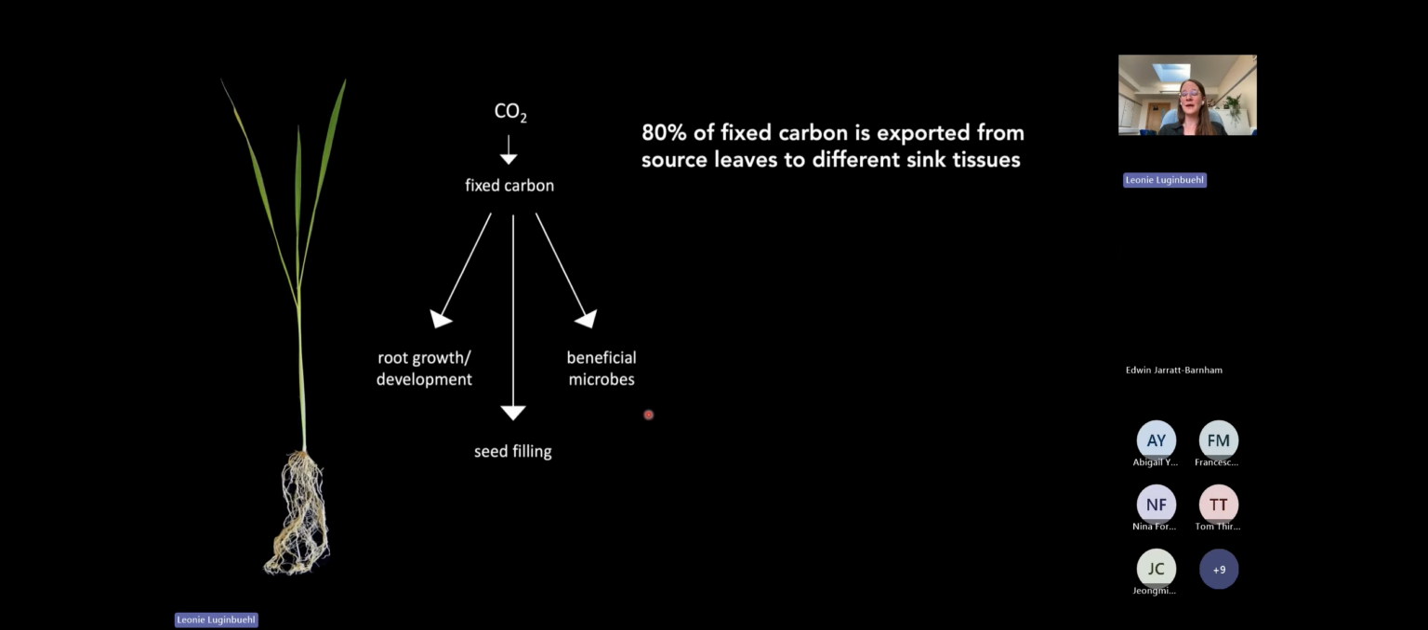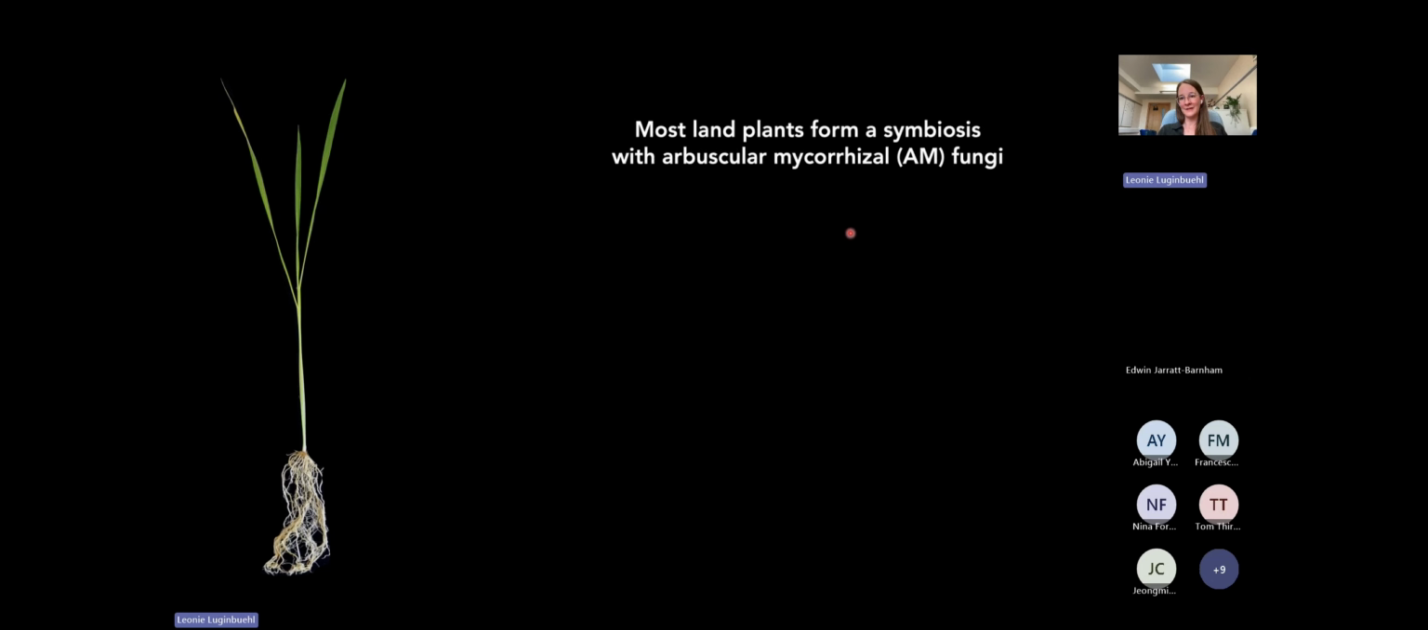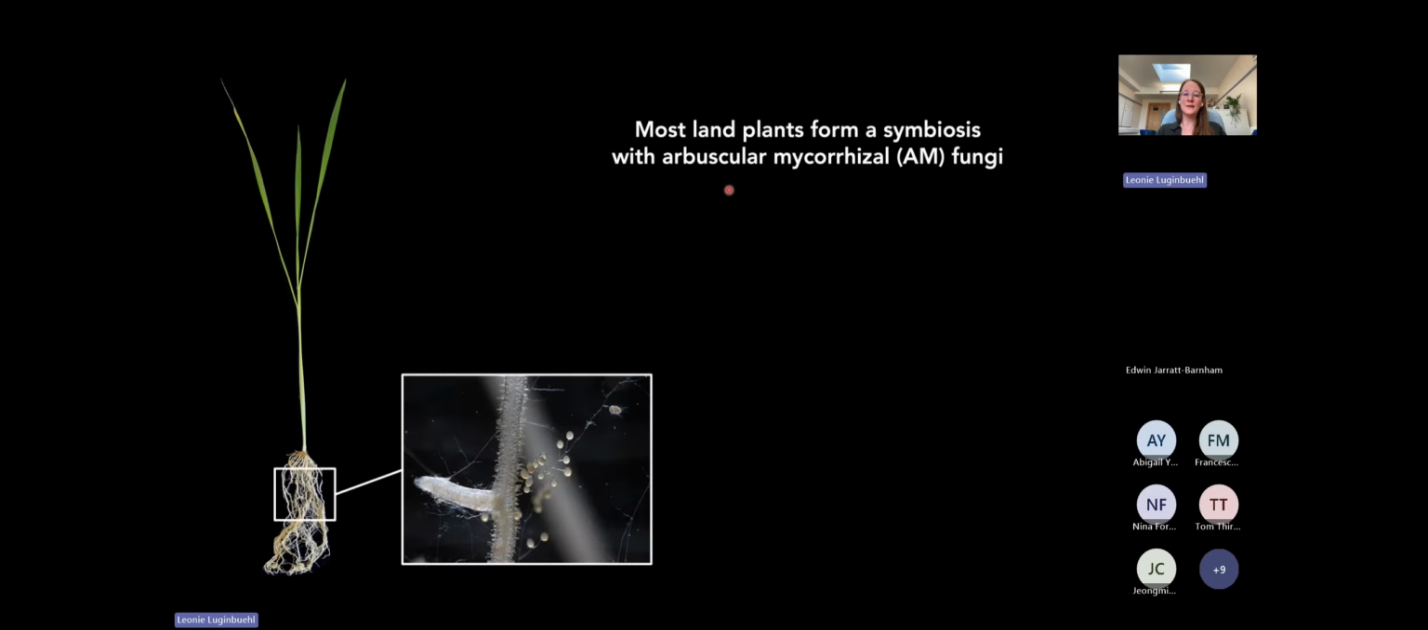And the most widespread of these symbioses is the arbuscular mycorrhizal symbiosis. And in fact, most land plants, including crops such as rice and maize and sorghum, can form this symbiosis with arbuscular mycorrhizal fungi in the soil. And what happens here is that the spores in the soil, you can see these spores here, they germinate. These fungal hyphae that you can see here, the really thin hyphae, start branching and grow towards the root, which you can see here.